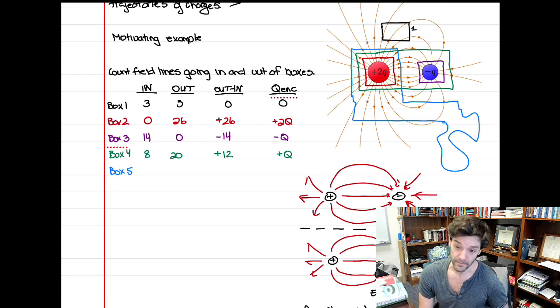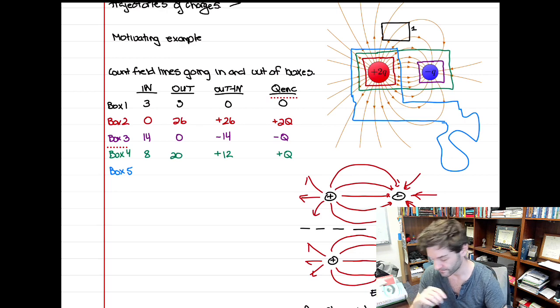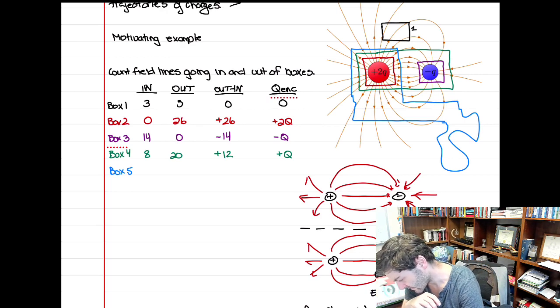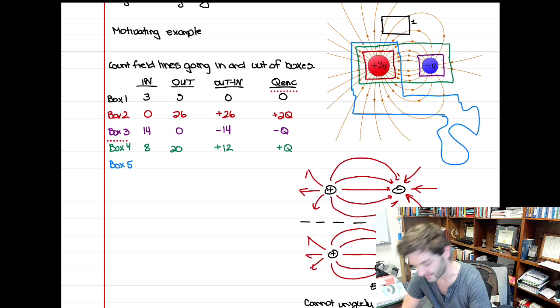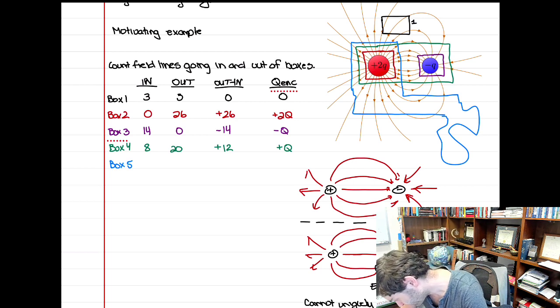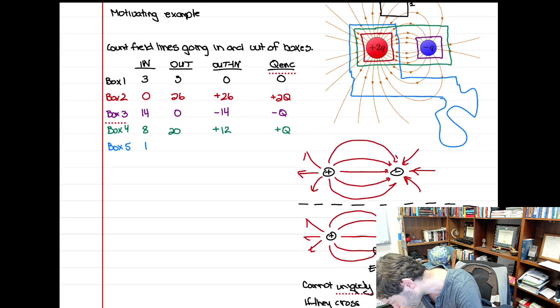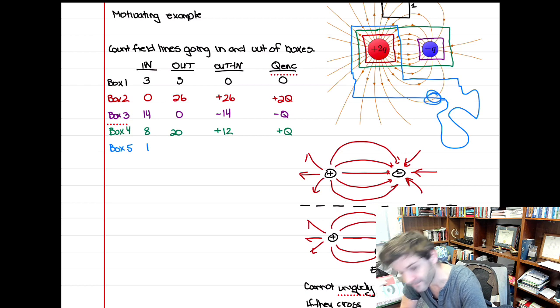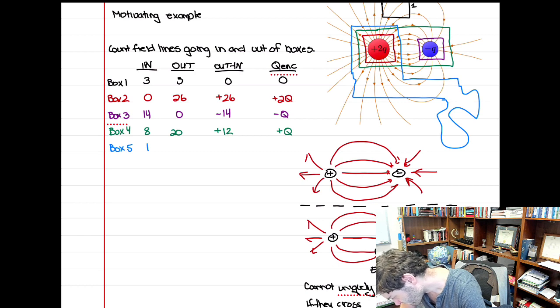It's kind of a weird looking box, but I can still ask the question: how many field lines pierce into that thing versus how many field lines pierce out of the thing? And here's what's interesting. When I do this calculation based on the drawing, I get only one field line piercing in. Let's see, I guess it's right here. This thing here. It's the only place where I see it piercing in. Missing any? No? I think that's it.